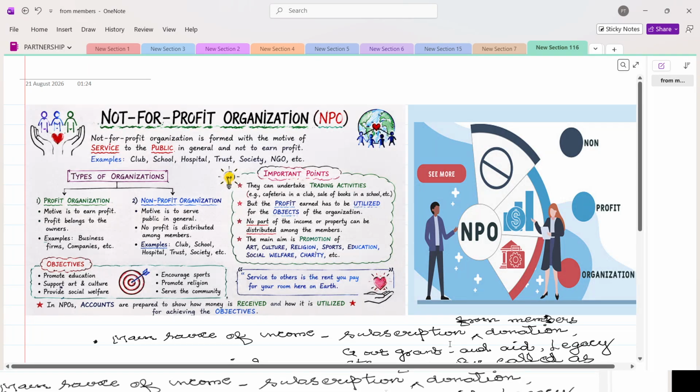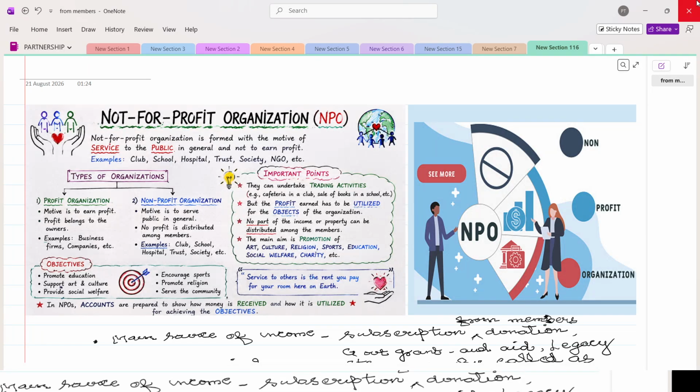Today we are going to see not-for-profit organization. We are going to learn the concept so that you are able to apply it in your accounts problems. Okay. So, not-for-profit organization.